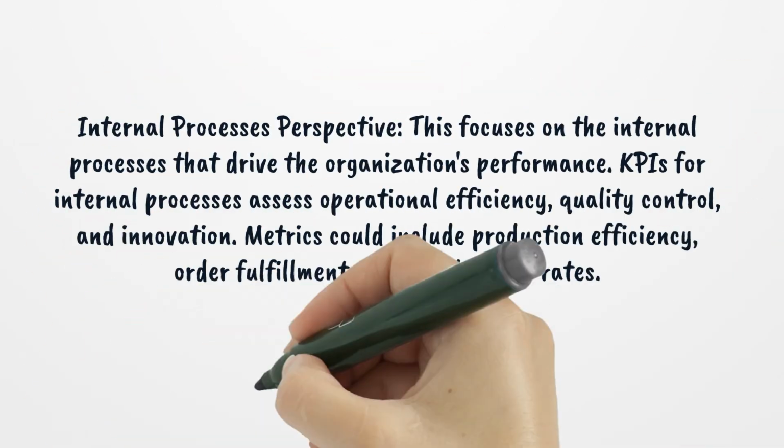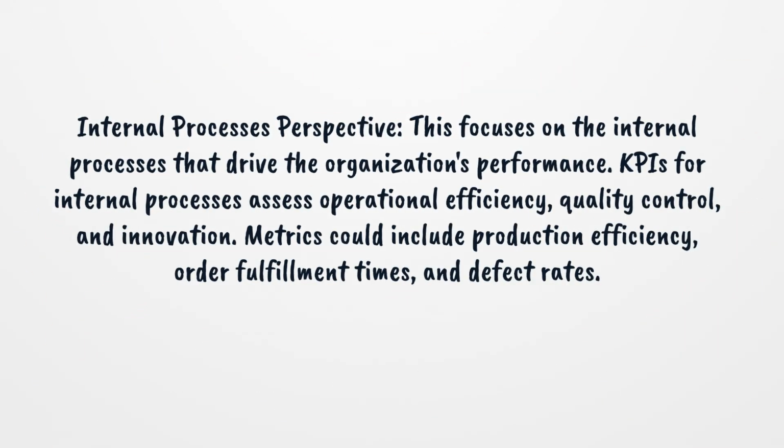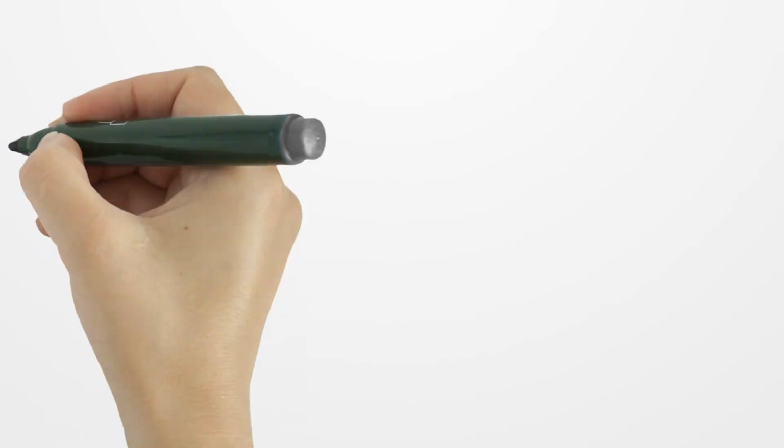Internal processes perspective. This focuses on the internal processes that drive the organization's performance. KPIs for internal processes assess operational efficiency, quality control, and innovation. Metrics could include production efficiency, order fulfillment times, and defect rates.